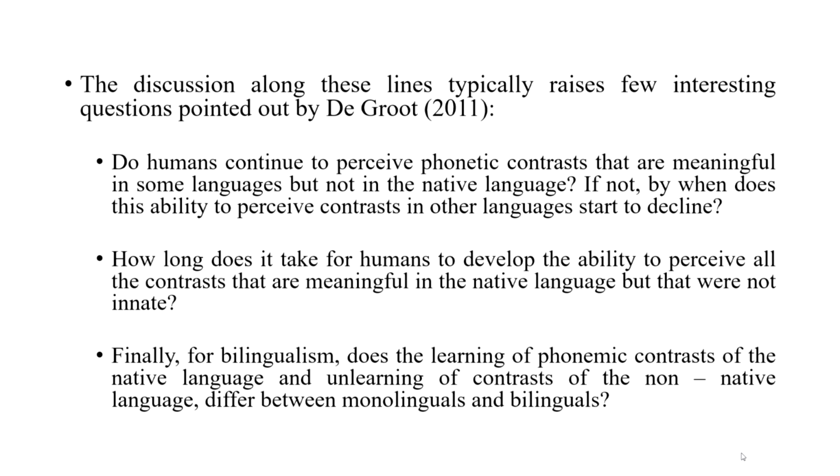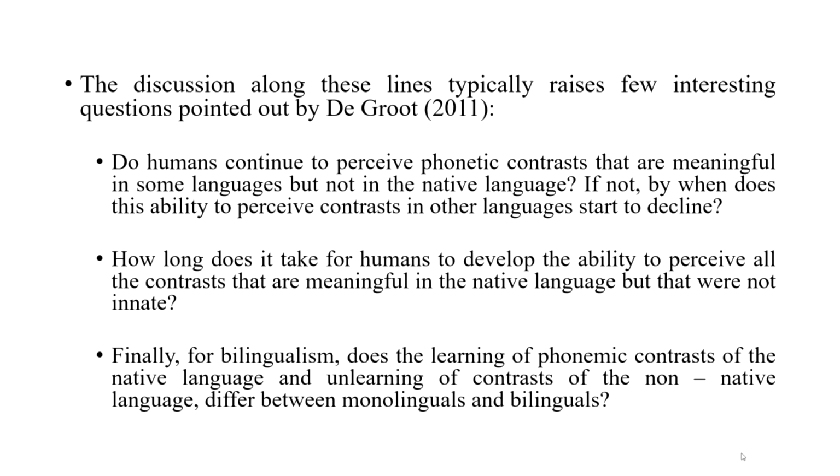The second question that can be asked is how long does it take for humans to develop the ability to perceive all the phonemic contrasts within the native language. Remember, we were just saying that while infants do have the ability to perceive phonetic contrasts innately, at 6.5 months they cannot do everything. So by when will they be able to perceive all the phonemic contrasts that are relevant to their native language? What is the timeline? When does that really happen?